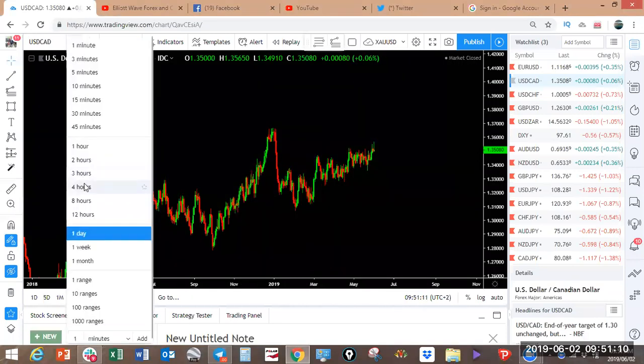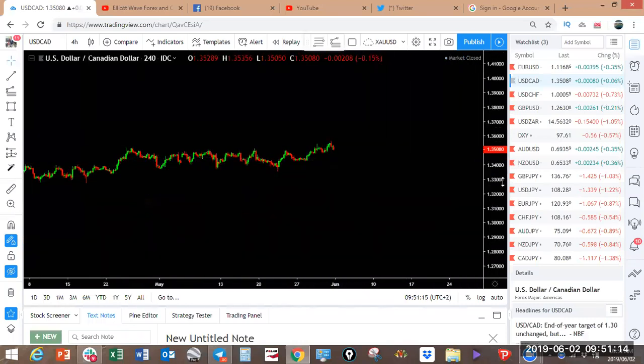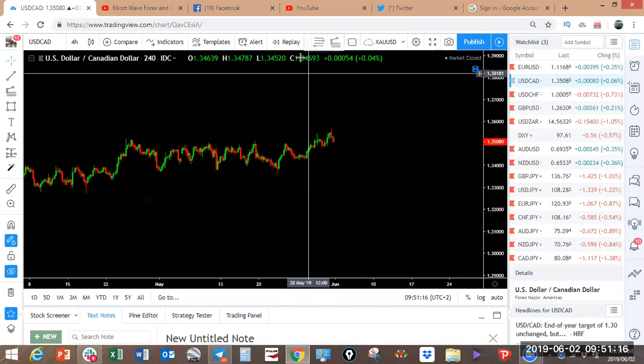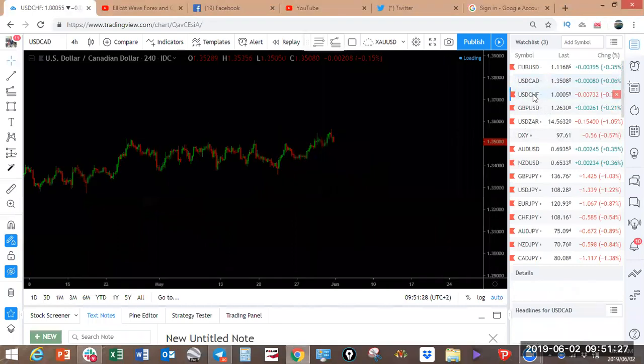Go 4 hour, look for buy setups. Okay, look for buy setups. Look for buy setups. So this could be making this structure here 1, 2, 3, and it pushes higher. Okay, that's US dollar CAD, US dollar CHF.